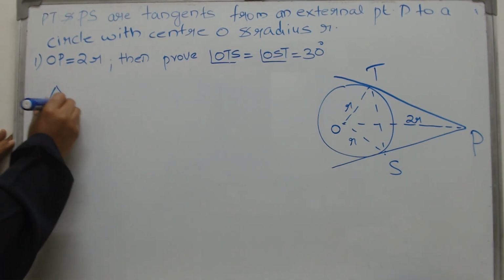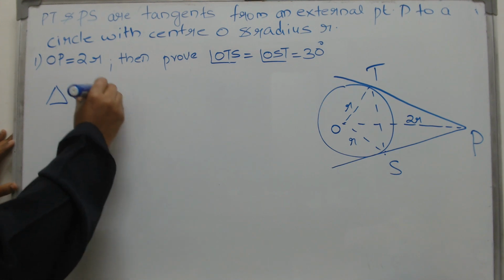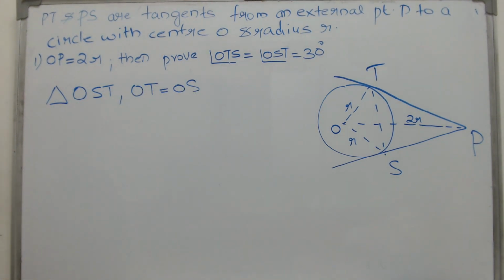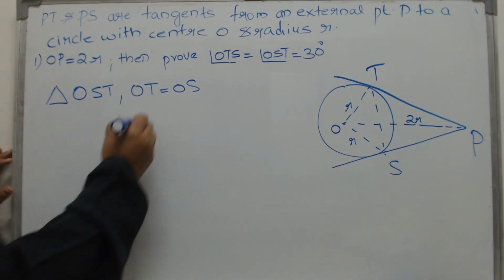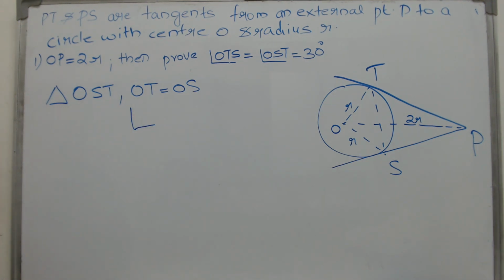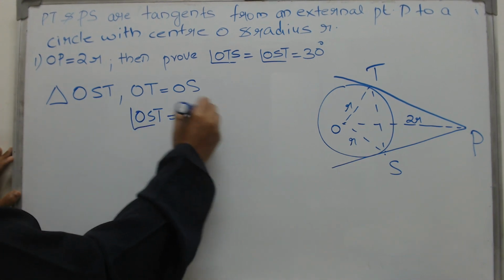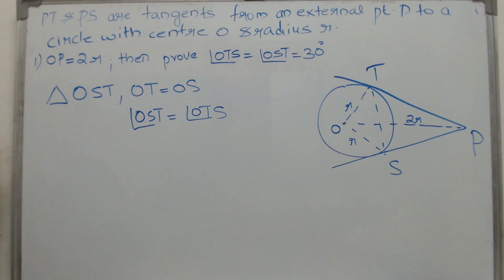Now consider the triangle OST. You have OT is equal to OS. Why is that? Radii of a circle. Then if two sides of a triangle are equal, then their opposite angles are also equal. So these two being equal is very clear.